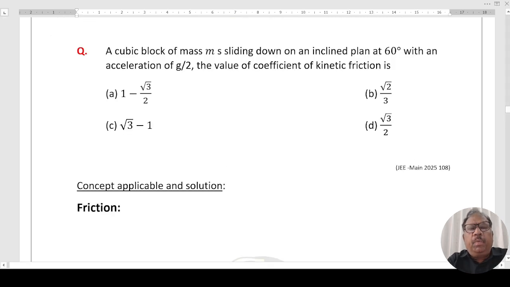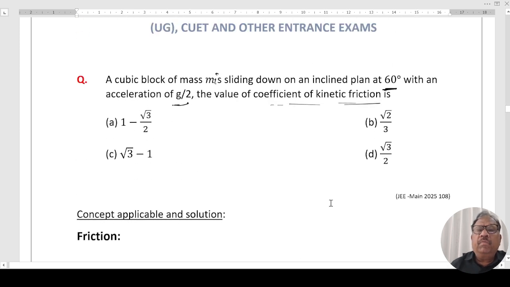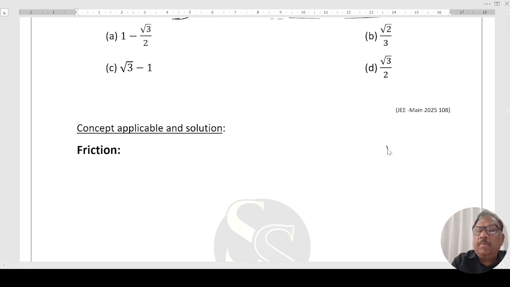The question is: a cubic block of mass m is sliding down an inclined plane at 60 degree with an acceleration of g by 2. The value of the coefficient of kinetic friction is?